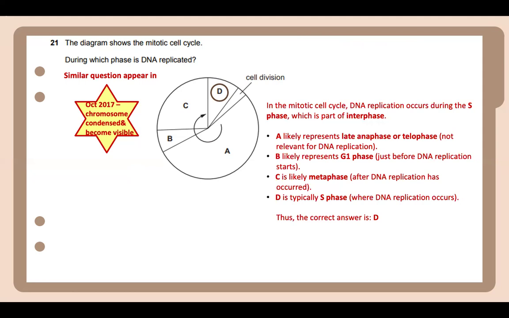In the mitotic cell cycle, DNA replication occurs during the S phase, which is part of interphase. A likely represents late anaphase or telophase, not relevant for DNA replication. B likely represents G1 phase, just before DNA replication starts. C is likely metaphase, after DNA replication has occurred. And D is typically S phase, where DNA replication occurs.